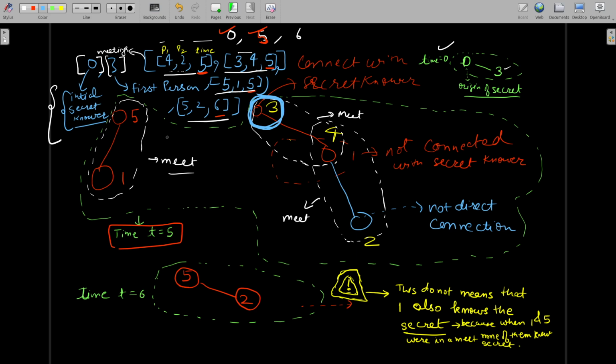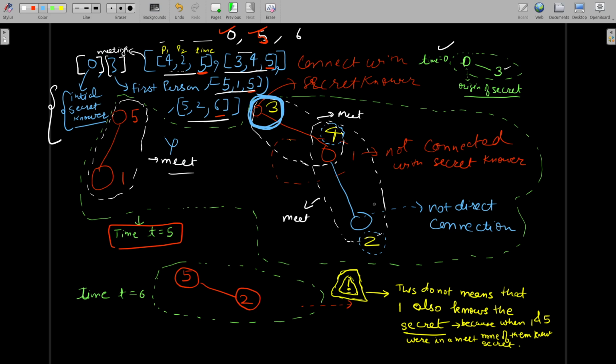this particular meeting will not lead to the secret being spread, but this meeting, 3 and 4 meeting, will result in 4 knowing the secret, and when 4 will get to know the secret, it will instantaneously spread the secret to 2 also. Okay, so 2 will also come to know the secret.